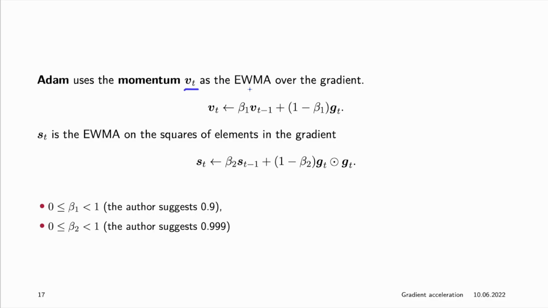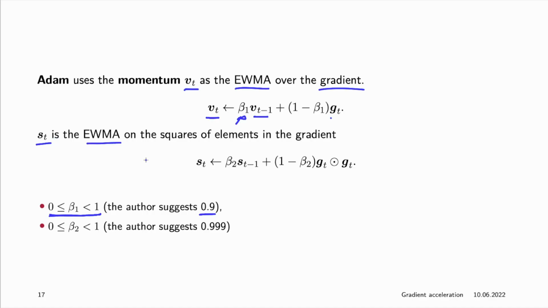Finally, the last method that we will look at is the so-called Adam, which uses momentum vt as the exponentially weighted moving average over the gradient. So vt, our momentum variable, is computed as beta 1 times vt minus 1 from the last iteration plus 1 minus beta 1 times our gradient at iteration t, where beta 1 is a number between 0 and 1, and the author suggests to use the value 0.9 here.